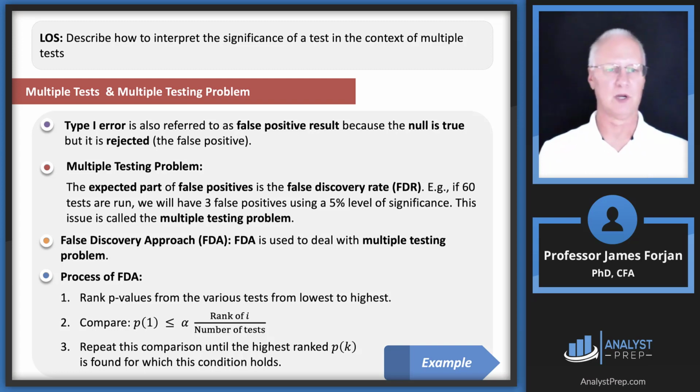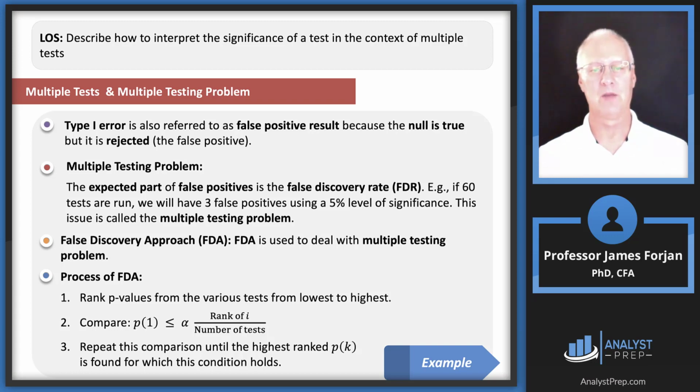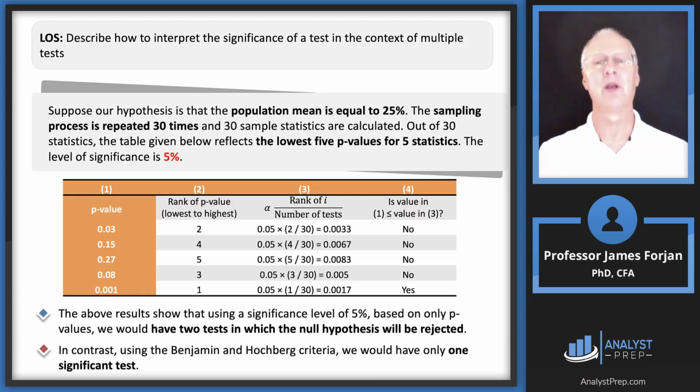Here's the process. We're going to rank them. We're going to compare using that formula right there. So notice there's the alpha in there. So there's the 5%. And then we're going to rank and divide by the number of tests. So there we're standardizing just a little bit. And then we're going to compare. So let me go ahead and show you a quick example.